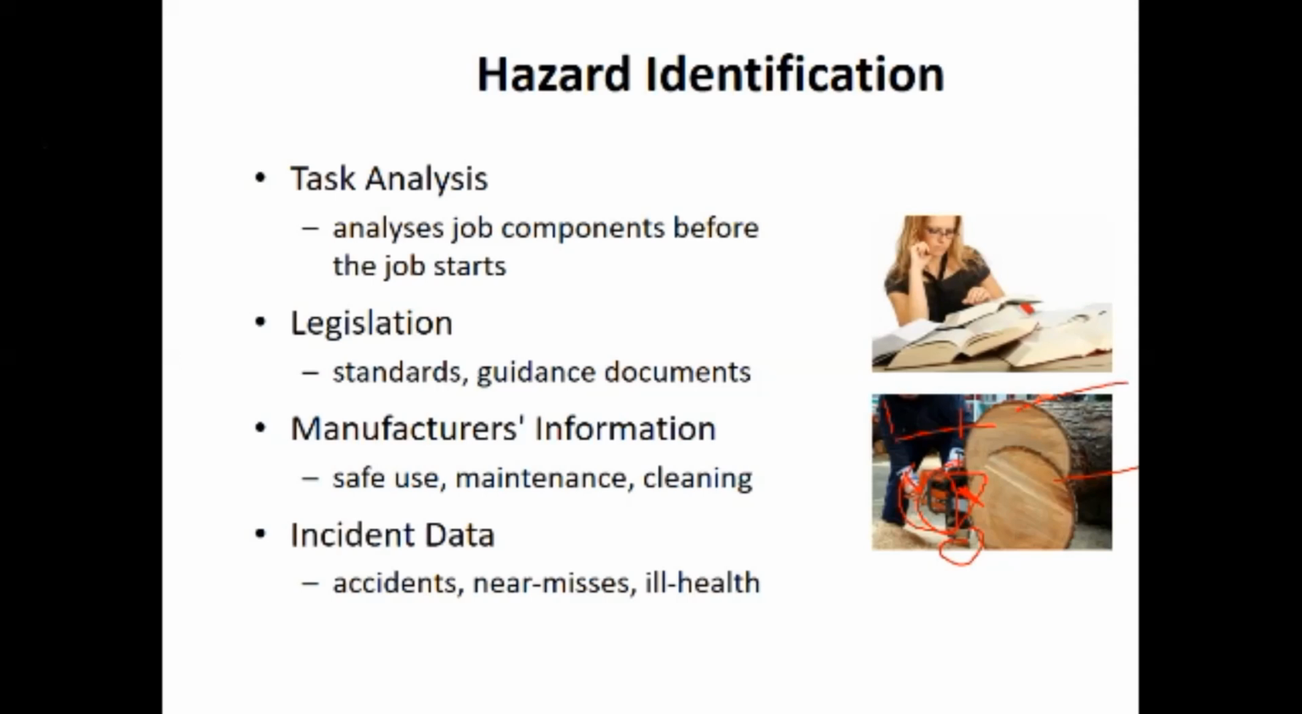And the incident data: any accidents that happened before, near misses, ill health, whether before or now, you just report it and record it all. This is the incident data. The accident reports or near misses or any ill health problems, everything is mentioned. These are the hazard identification.